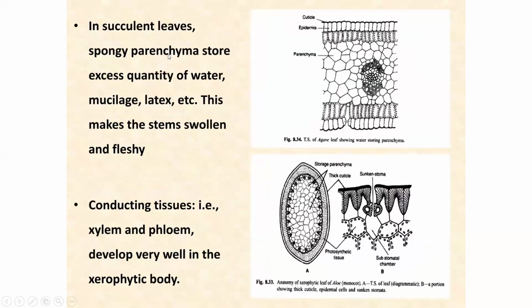In succulent leaves, the spongy parenchyma stores excess quantities of water, mucilage and latex. This makes the stem swollen and fleshy. When we observe xerophytes, succulent plants like aloe become spongy due to the presence of this water and mucilage. The conducting tissue, xylem and phloem, develops very well in xerophytic plants.